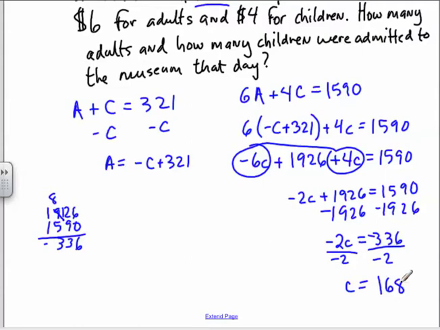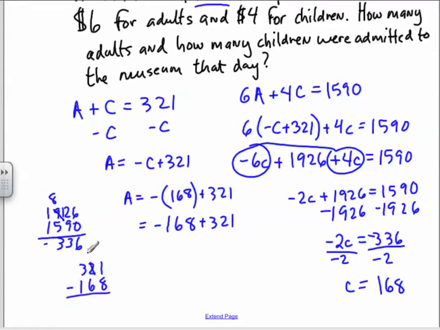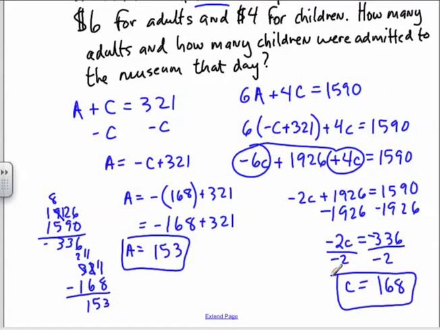And C is equal to positive 168. Right? Okay. Now, if I want to find out the adults, remember adults equal the opposite of whatever C is, 168, plus 321. So that means negative 168 plus 321, which is basically 321 minus 168. Alright, we're going to borrow. That's going to be 3, 2, 1, 5. Alright, so adults equal 153. So, adults equal 153, children equal 168. When I add them together, I would get 321.